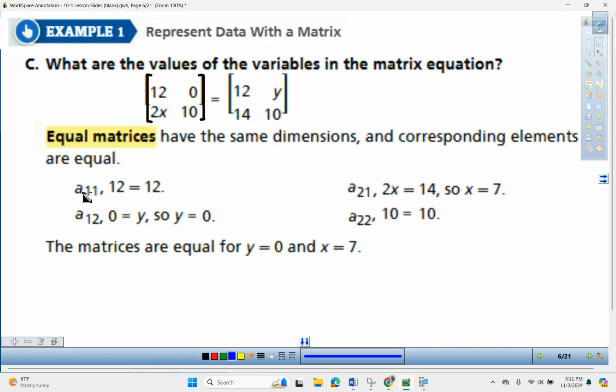Okay. So the A11, that's the first row, first column, that's 12. And each one, that element piece right there, they are equal. Okay. So it's 2 by 2. Each one of these is a 2 by 2, which is a square matrix. And since they're the same exact dimensions, that means the 12 equals the 12. The 0 is equal to y. Okay, so that's over here.